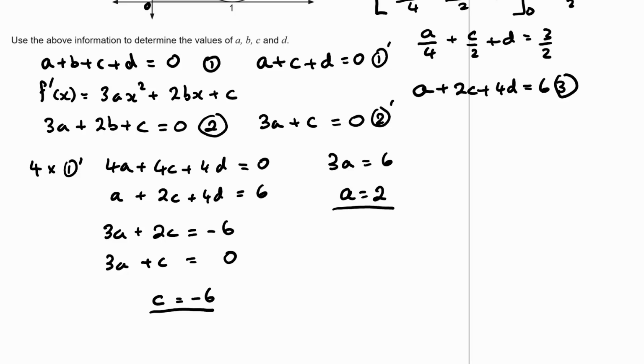And so finally we could go into, say, 1 dashed, and we get 2 take away 6 plus d = 0, which would give me that d is equal to 4.